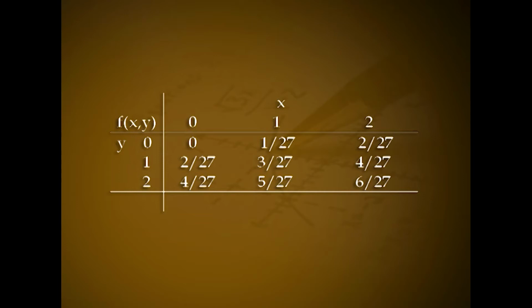F of xy values for x equal to 0, 1, 2 and y equal to 0, 1, 2 are f of 0, 0 equal to 0, f of 1, 0 equal to 1 by 27, f of 2, 0 is 2 by 27, f of 0, 1 is 2 by 27, f of 1, 1 is 3 by 27, f of 2, 1 is 4 by 27, f of 0, 2 is 4 by 27, f of 1, 2 is 5 by 27 and f of 2, 2 is 6 by 27.